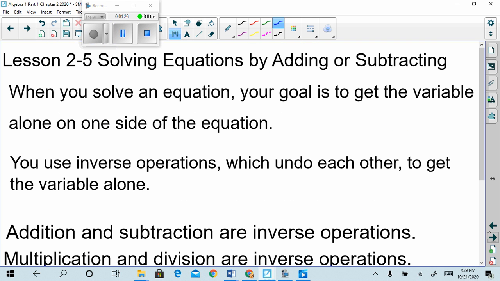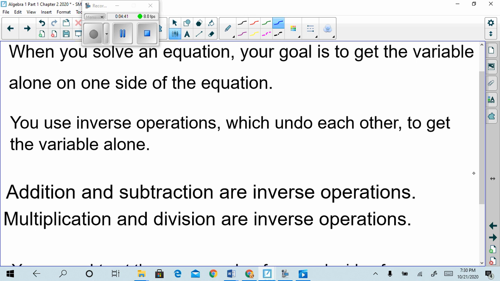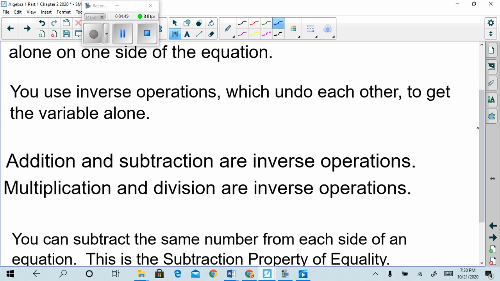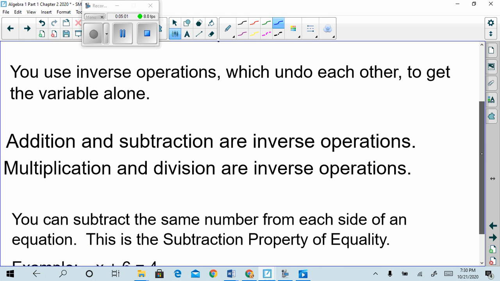So let's talk about solving. We'll start by adding or subtracting. When you solve an equation, the whole goal is to get the variable by itself on one side of the equation so we can see what value makes this true. We're going to use inverse operations which undo each other to get the variable alone. We'll start with addition and subtraction, and we'll talk about how they are inverse operations and they undo each other. The same is true with multiplication and division. They are also inverse operations.